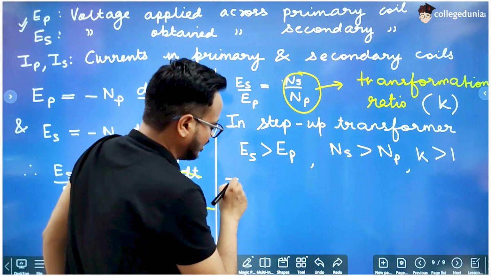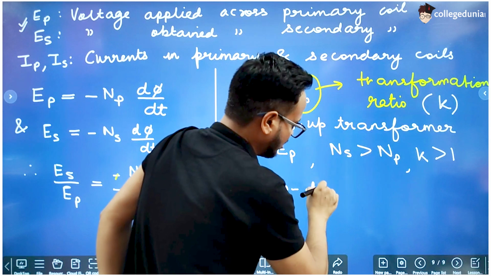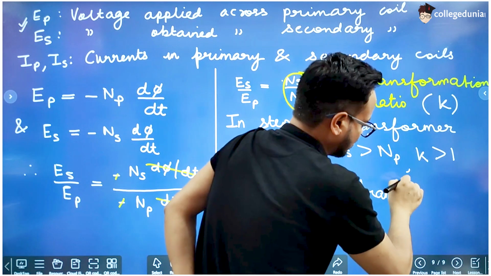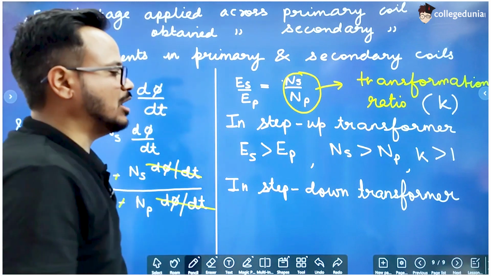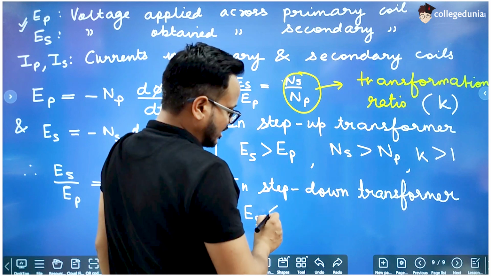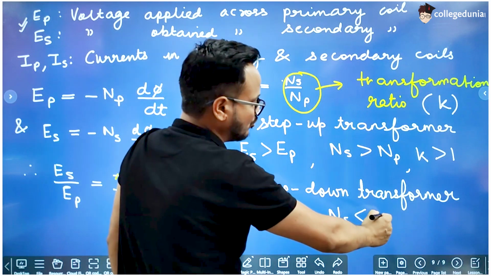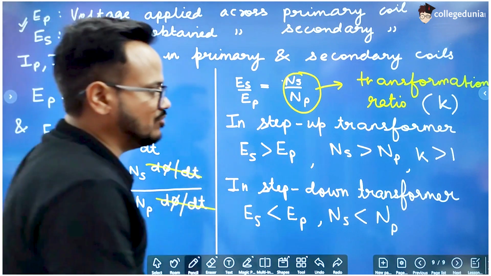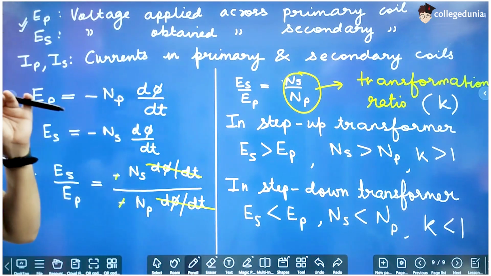And in a step down transformer, we need less voltage across the secondary as compared to the primary. So for that case we have to keep the number of turns in the secondary less than the number of turns in the primary, and we can say that the transformation ratio is less than 1 in such a type of transformer.